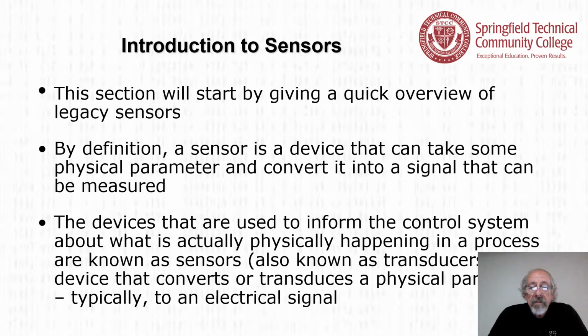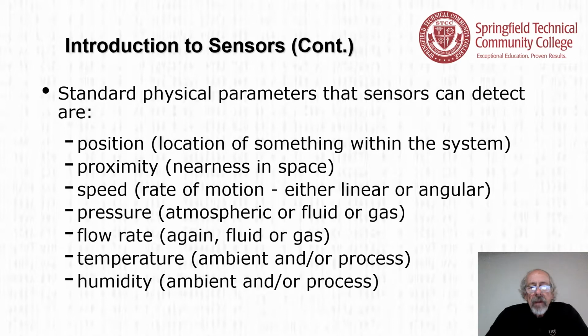The control system in this case is a closed loop control system, which needs a sensor or again a transducer to operate. So, if we take a look at standard physical parameters that sensors can detect, they are kind of delineated here. Say position, which is the location of something within the system, proximity, nearness in space, speed, that would be rate of motion, and that could either be linear or angular, revolutions per minute we'll say.